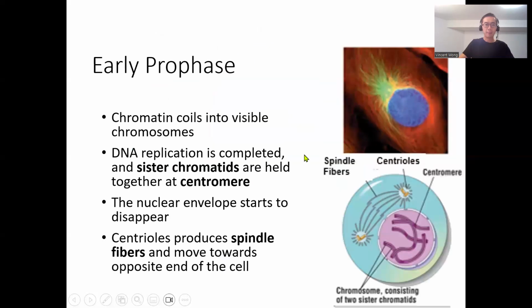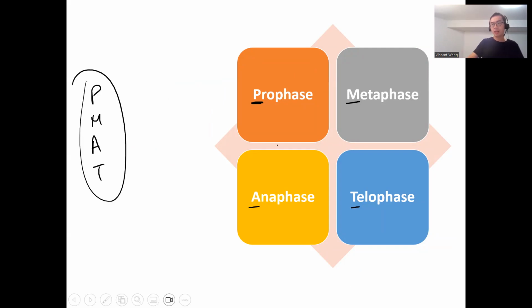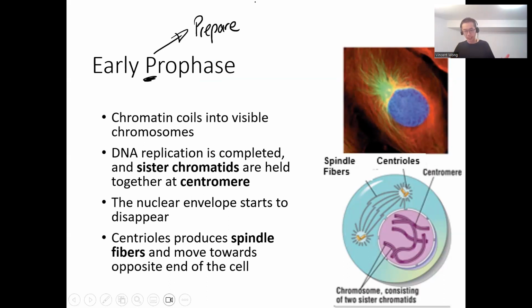Now, let's move on to early prophase. The process mitosis actually has 4 distinct phases to it. Okay, P, M, A, T. You can think of it like PMAT. So let's take a look at the prophase. What's happening? P stands for prepare. That's how you can remember it. You're trying to prepare the cell for the actual division.